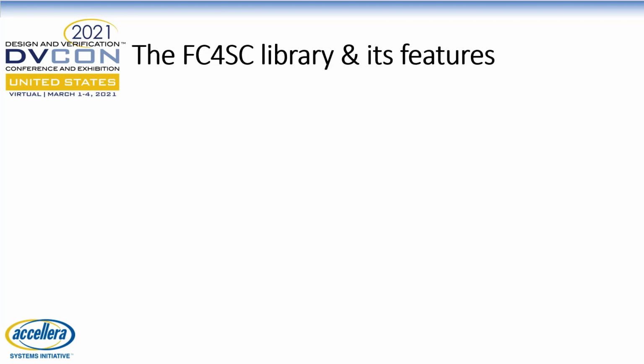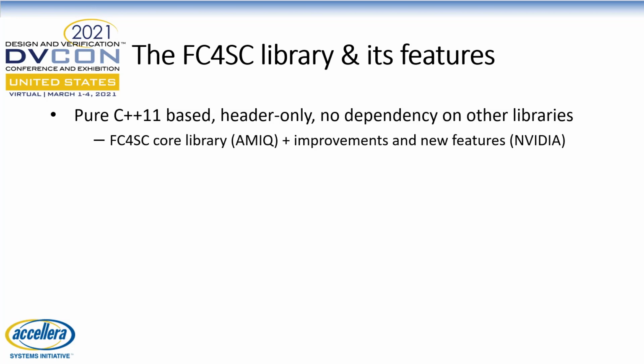Before going into the features, I'll describe a bit of the context surrounding the functional coverage implementation within Accellera. We are currently working on putting together a C++ library for functional coverage. This library is based on the FC4SC from AMIQ, having new features and improvement contributions from NVIDIA. It will be a pure C++11 header-only library with no included third-party dependencies, which means that it will be possible to use it without SystemC.